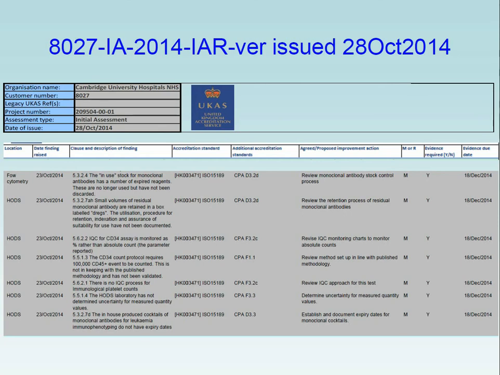So if we look at the first one, the in-use stock monoclonal antibodies has a number of expired reagents. These are no longer used but have not been discarded. So we're working in quite a big laboratory. And these are our fridges. So the one on the left is the one that's in use. And I think there's something like about 130 antibody vials in those trays.